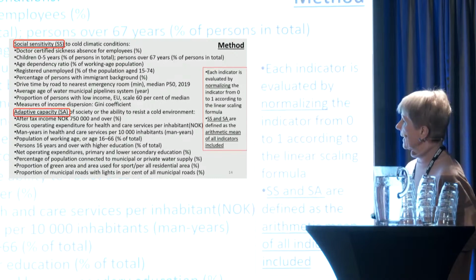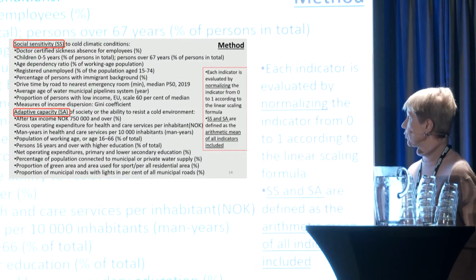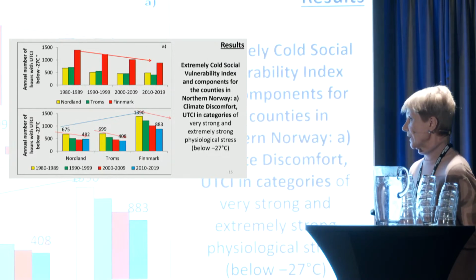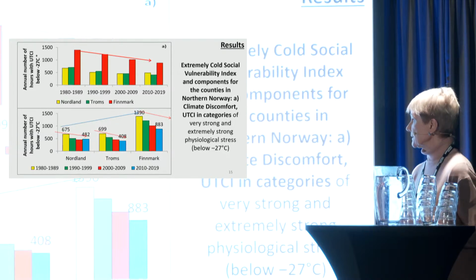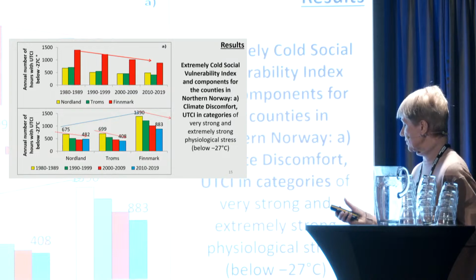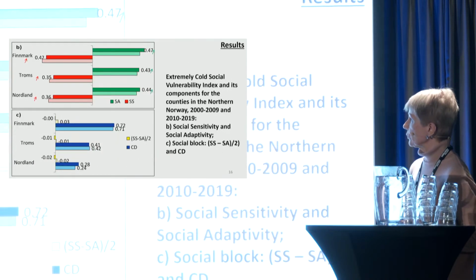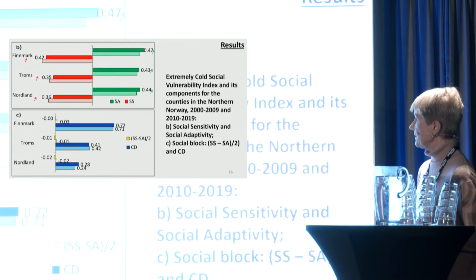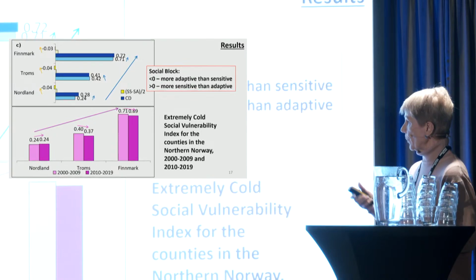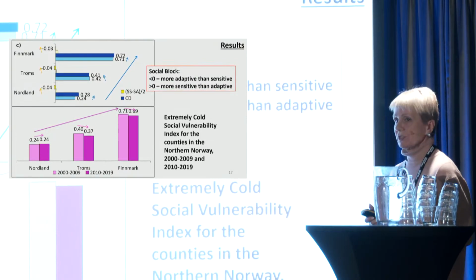Zooming to Norway, the 3 northern counties, with data from Statistics Norway and roughly the same methodology, just slightly different indices, which can be found in the northern Norway statistics. The results show that Nordland is not as cold as Finnmark, with Troms in between, and conditions are changing through the decades. Actually, there are quite big changes through the decades, but we are looking at the last 2. The same goes for the social block, social sensitivity and social adaptivity, and the results for social vulnerability show that Finnmark is the most vulnerable, Nordland not as much, and Troms in between, with slight changes across the decades.